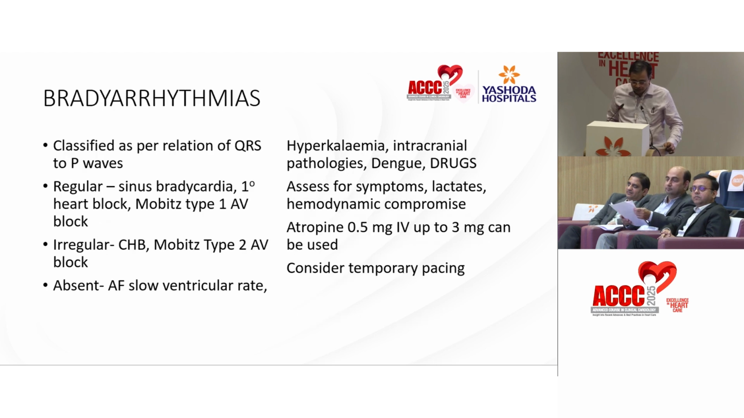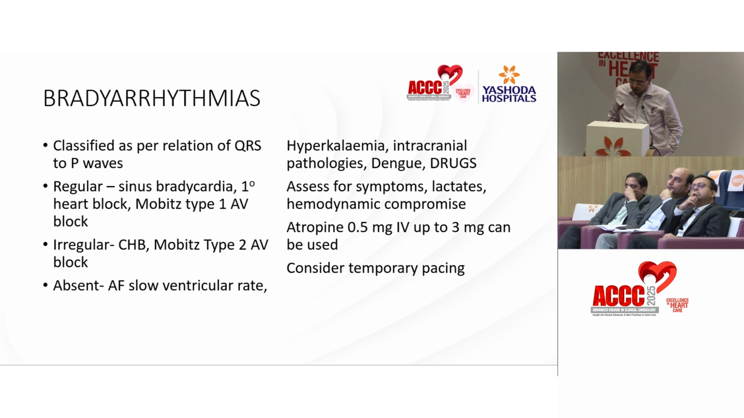So first we deal with the bradyarrhythmias. Bradyarrhythmias are when the heart rate is slow, and the way we classify bradyarrhythmias is as per the relationship of the QRS and the P waves. So when you have a regular relationship, that is sinus bradycardia or a first degree AV block or a Mobitz type 1 AV block. Irregular, it is complete heart block or Mobitz type 2 AV block. Or an absent relationship, there are no P waves to see, that is an AF with a slow ventricular rate. So the conditions that contribute to bradyarrhythmias are hyperkalemia, intracranial pathologies. We see the Cushing's reflex, dengue. We have seen quite often they have severe bradycardia and also some drugs.